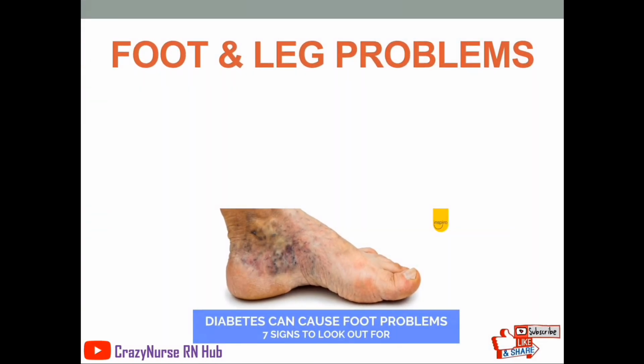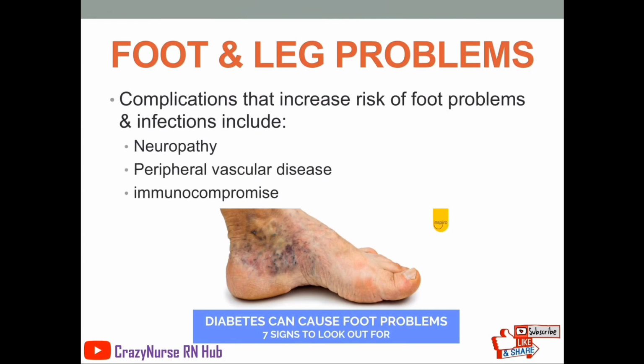Now let's proceed to foot and leg problems. Complications that increase risk of foot problems and infections include neuropathy. Sensory neuropathy leads to a loss of pain and pressure sensation, and autonomic neuropathy leads to increased dryness and fissuring of the skin, secondary to decreased sweating. Motor neuropathy results in muscular atrophy, which may lead to changes in the shape of the foot. We also have peripheral vascular disease. Poor circulation of the lower extremities contributes to poor wound healing and the development of gangrene.